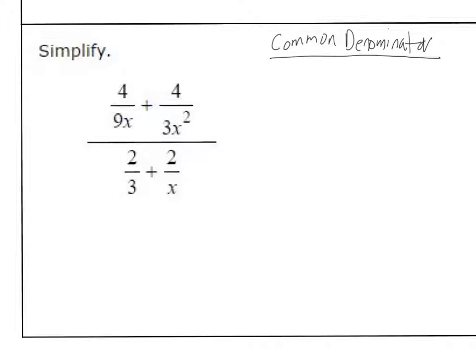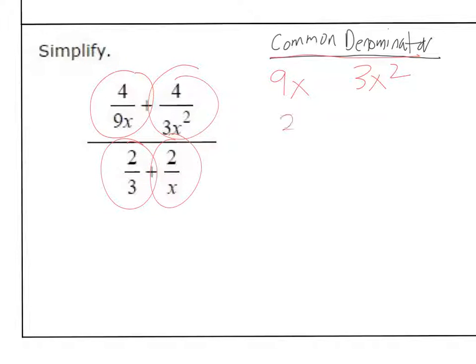This problem is pretty different, mainly because of these plus signs right here, and the trick to doing a problem like this is a common denominator among each and every one of these fractions. So I need to look at this 9x, this 3x squared, this 3, and this x, and try to find the LCD of those four things.